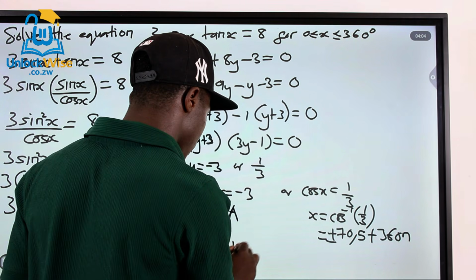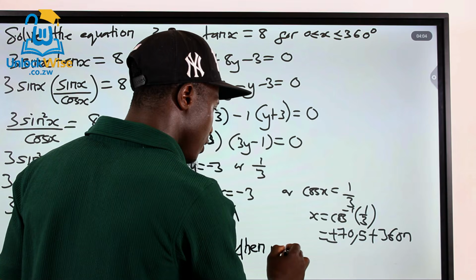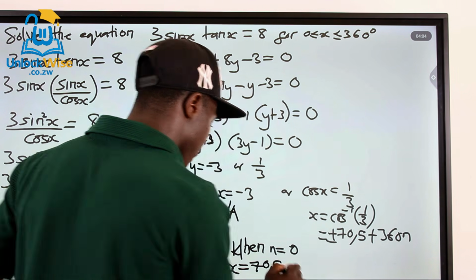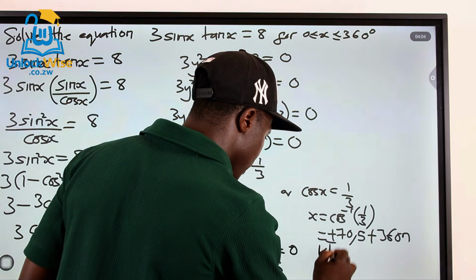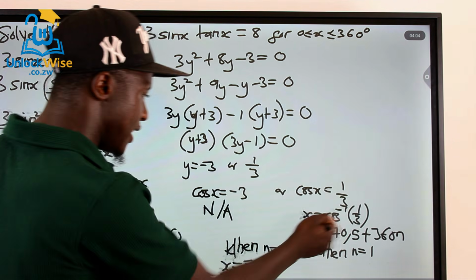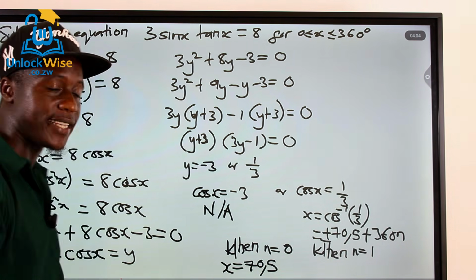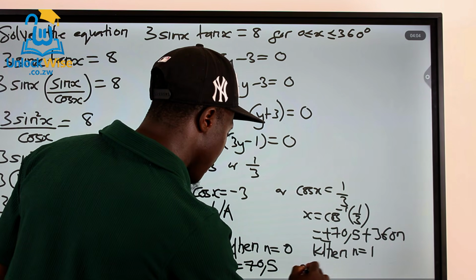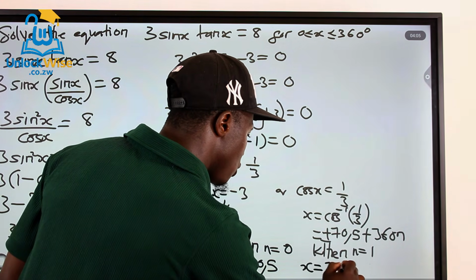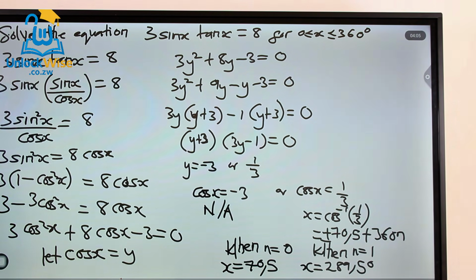So when n is equal to 0, x is equal to 70.5, and when n is equal to 1, so again say 360 times 1, that's 360 minus 70.5. Since we are saying plus or minus, x will be equal to 289.5 degrees, and this answer will be correct.